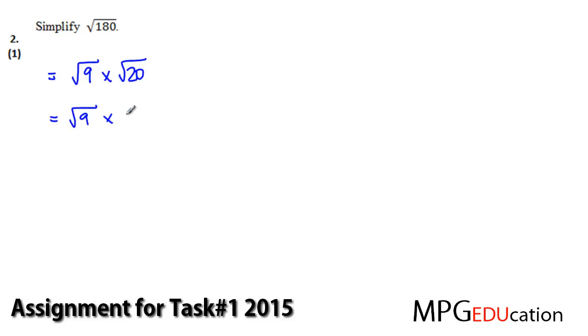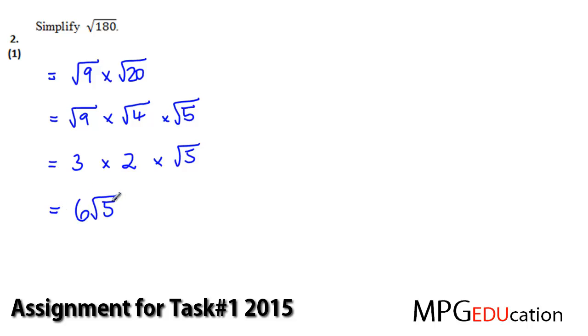So 9 times 4 times 5, square root of 5. We could say this is equal to 3, this is equal to 2, this is equal to 5, square root of 5. Tidy that all up as 6 root 5.